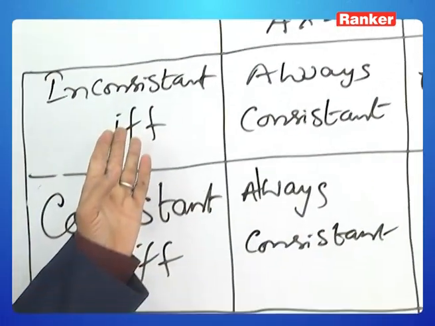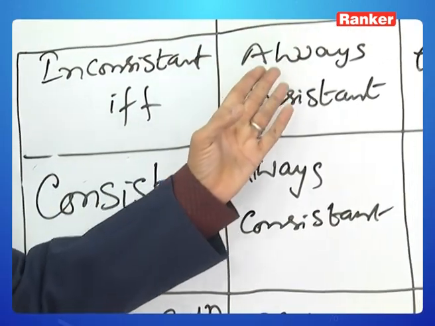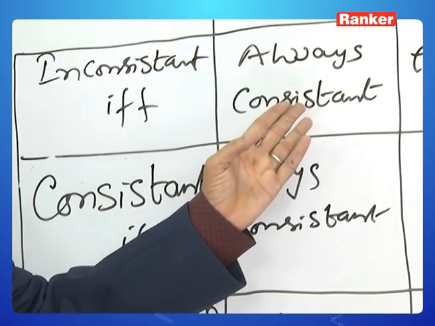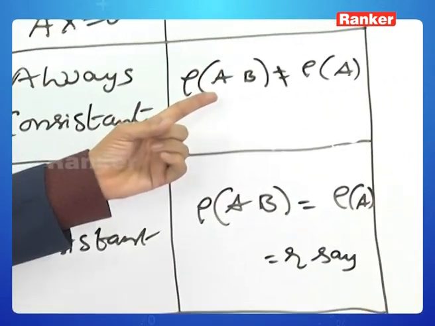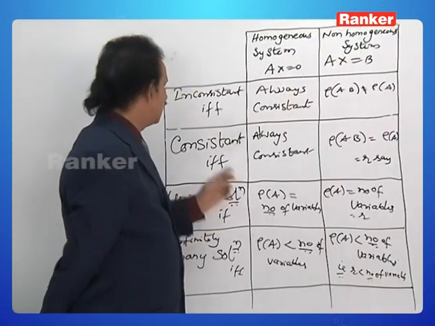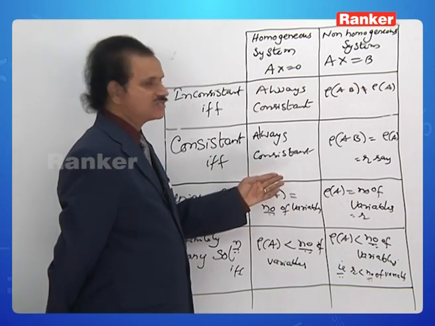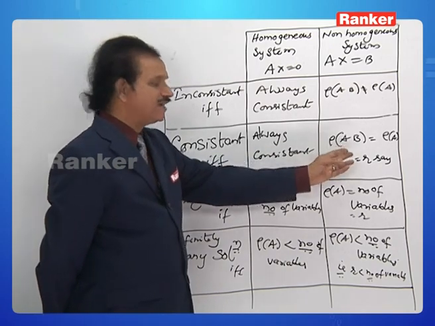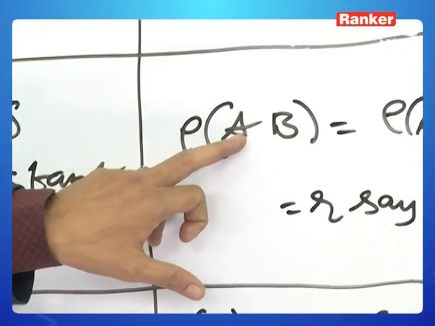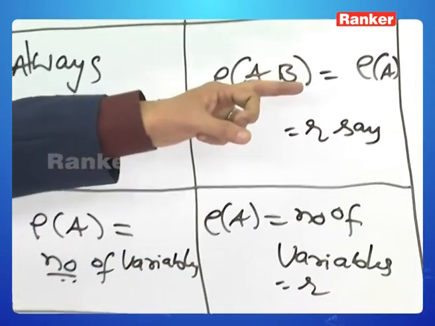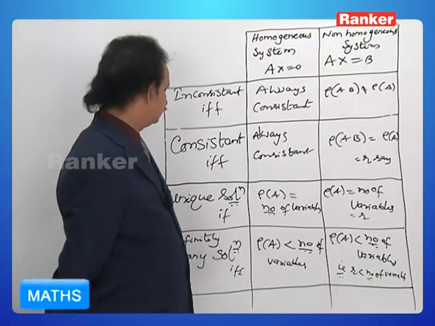Inconsistent. When can they be inconsistent? No question of inconsistency for this system, always consistent. This will be inconsistent if rank of A is not equal to rank of AB. It is consistent when and only when the rank of the augmented matrix AB is equal to rank of A is equal to some RC.